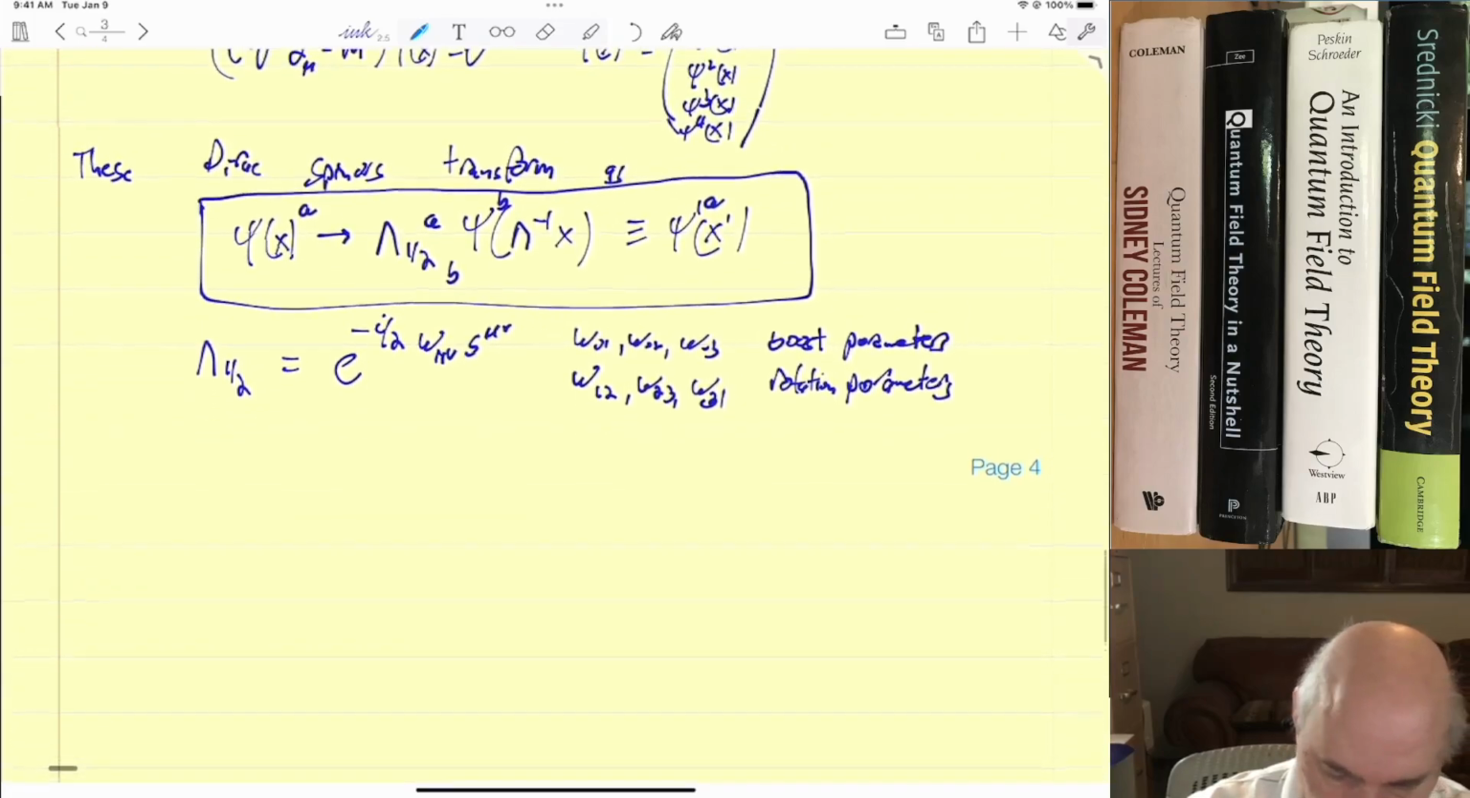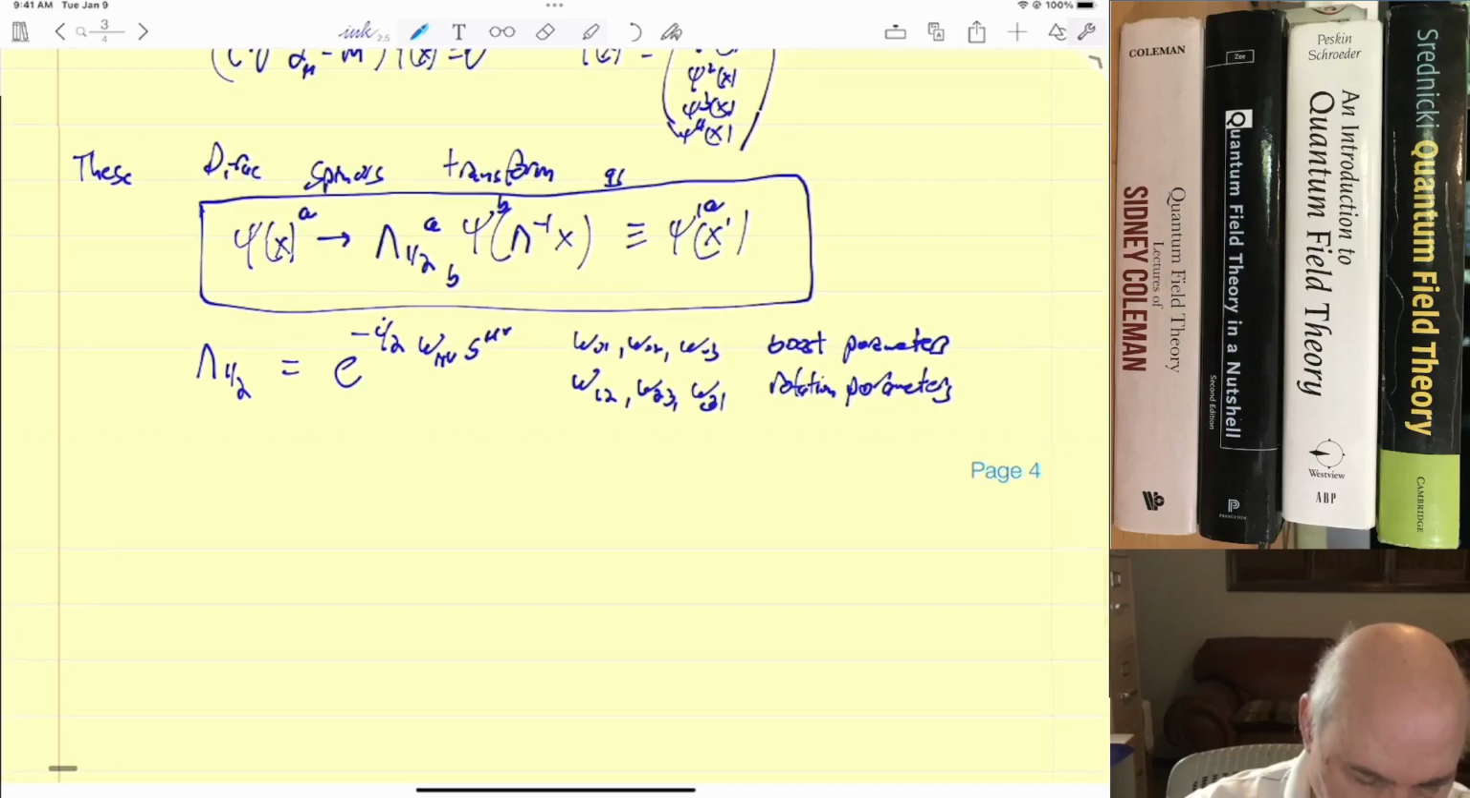Okay. So then this following identity, which I won't derive, but it's shown in the book and sort of derived.